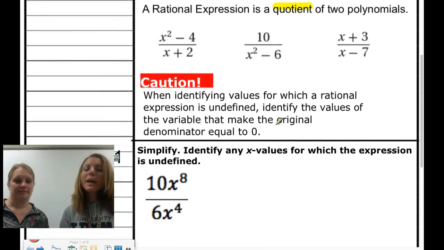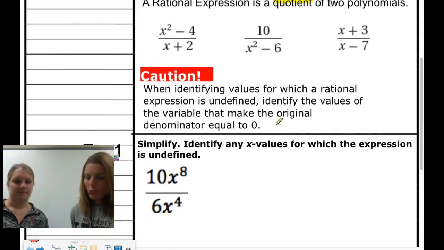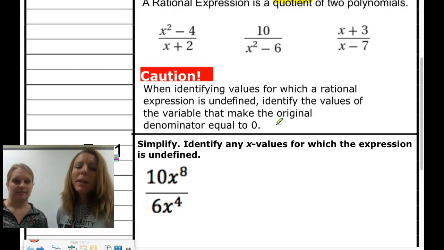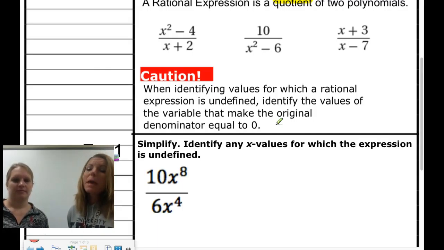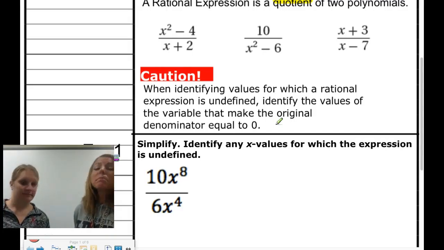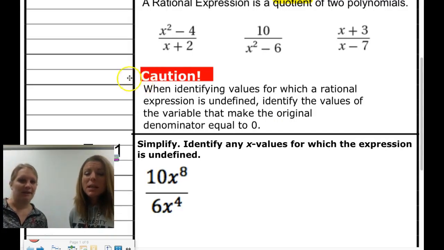When identifying, there's a big caution. We better read over that. When identifying values for which a rational expression is undefined, identify the values of the variable that make the original denominator, the bottom, equal to 0. Because up here, -2 would make that 0.